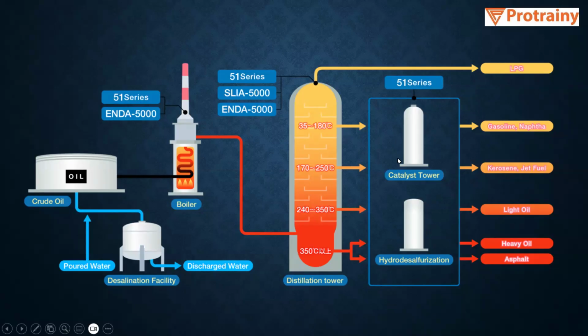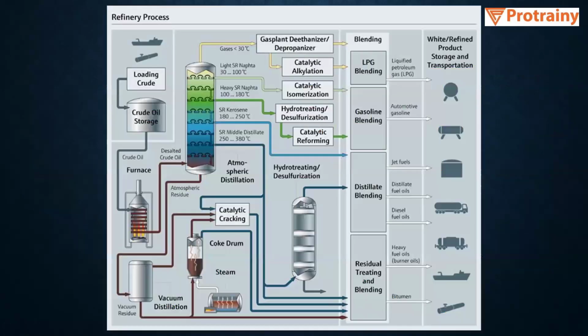So there are various methods, we do the catalytic cracking also, hydro desulfurization, to actually obtain the final products, which are LPG, gasoline, naphtha, kerosene, light oil, and asphalt, bitumen. So this is basically another, similar block diagram or process flow diagram, you can say. So it also depicts the same thing, but in a detailed way.